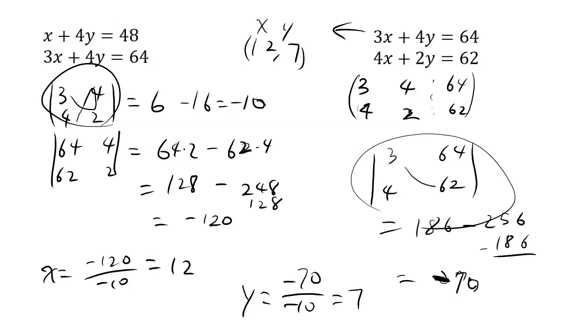So that's how you solve a system by Cramer's rule. It looks really complicated, but if your numbers are really bad, then this will turn out to be the best method to use.